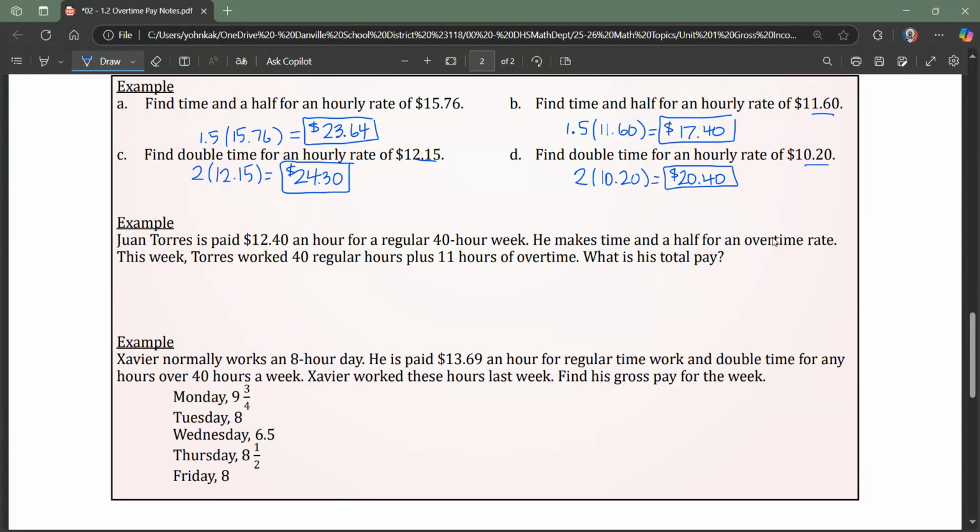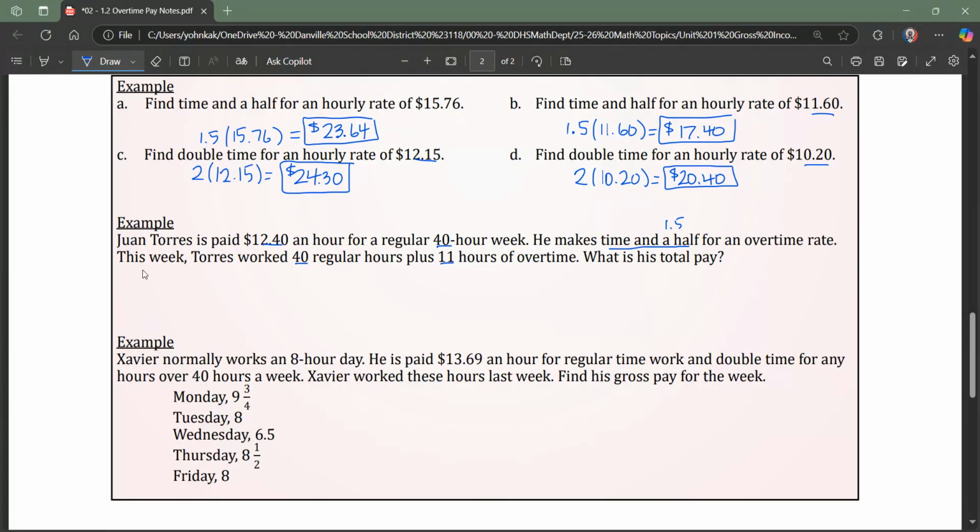All right, so that's some practice on finding hourly rates at time and a half and double time. Let's put it together and do some examples. Juan Torres is paid $12.40 an hour for a regular 40-hour work week. He makes time and a half, that's 1.5, for an overtime rate. This week, Torres worked 40 regular hours plus 11 hours of overtime. What is his total pay?